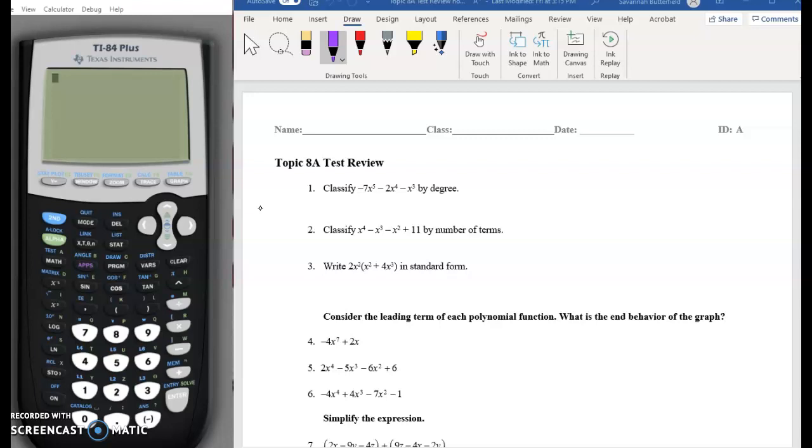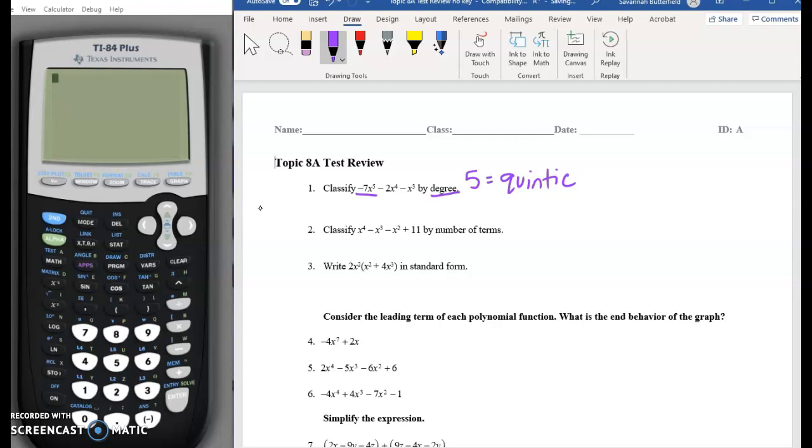Let's get started. Number 1 says to classify negative 7x to the 5th minus 2x to the 4th minus x cubed by degree. To classify it by degree, we're looking for our leading term, which is negative 7x to the 5th, and it has an exponent of 5. An exponent of 5 means that this is a quintic polynomial. That is classifying it by degree, finding that name, quintic.